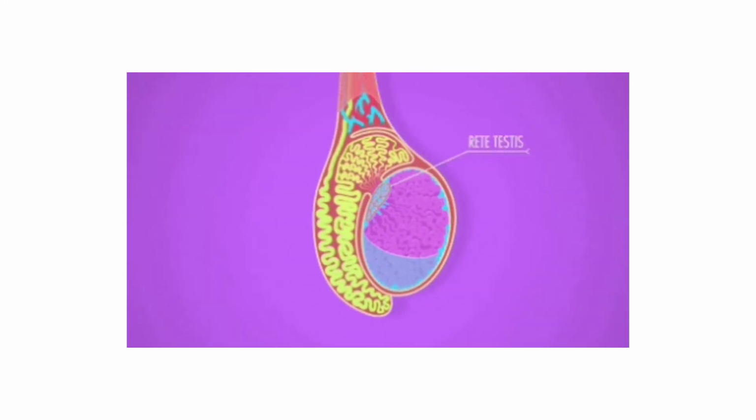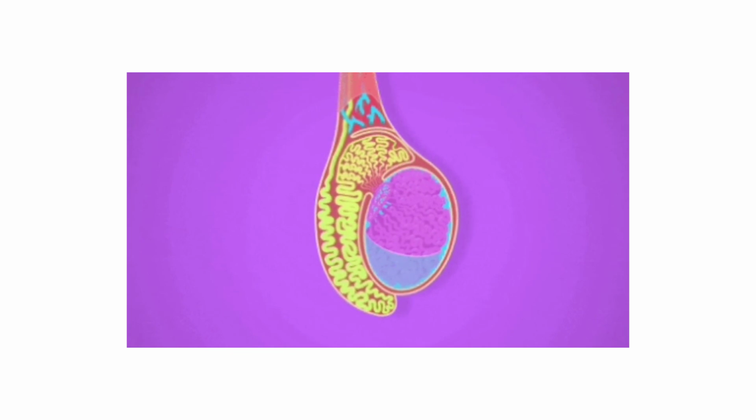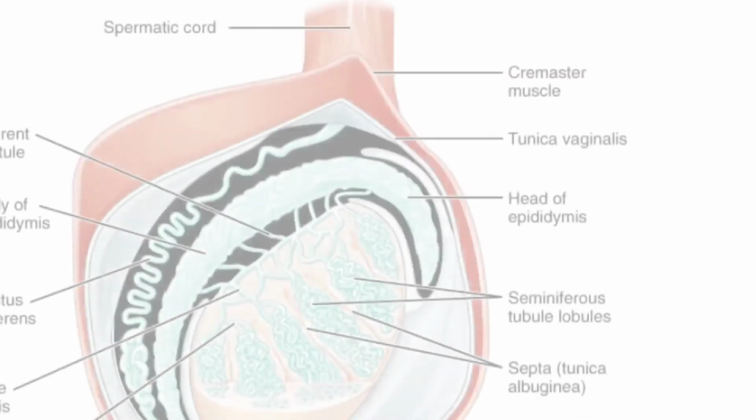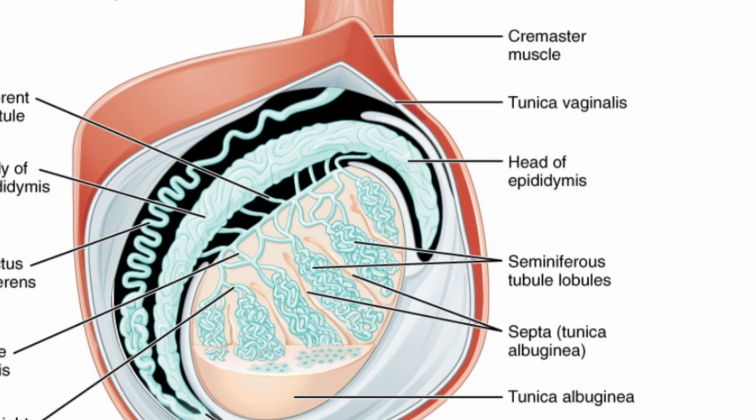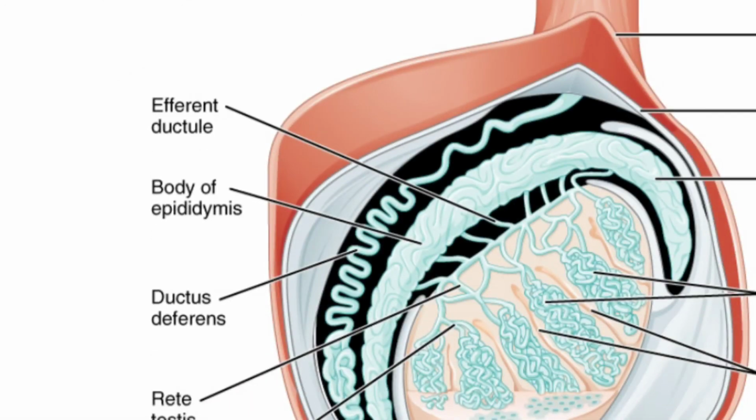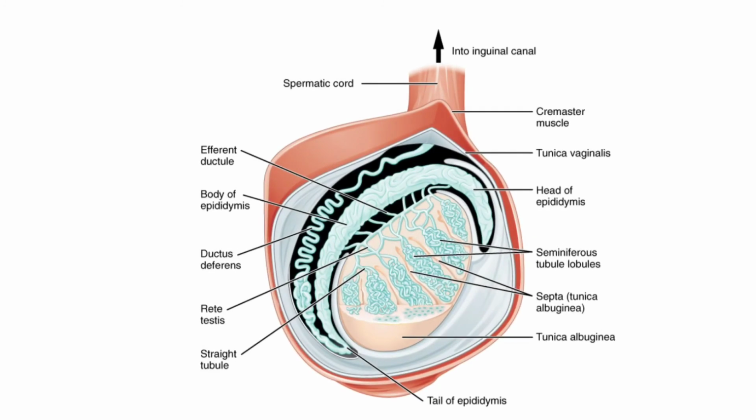From the rete testis, sperm leave across the tunica albuginea, and from there the sperm reach the ductus deferens, otherwise known as the vas deferens. From the vas deferens, they combine with the semen to be secreted during the intercourse process.